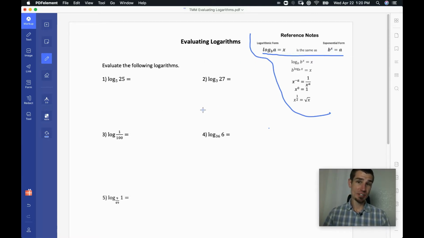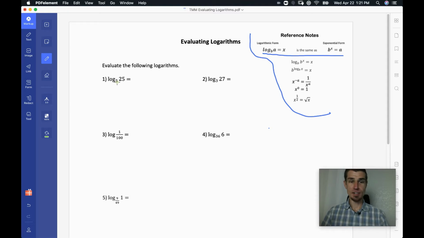To help us evaluate the logs, I just find it easier to put it in exponential form to help me think about it, because it's really just gonna provide some insight into what our solution is going to be. Because remember, when we're taking a look at this question, it says evaluate the logarithm. It's asking us to think about something. It's saying 5 to what power is 25? That's what the logarithm operation is telling you to do. So if we rewrite it in exponential form, it gives us a little more clarity.